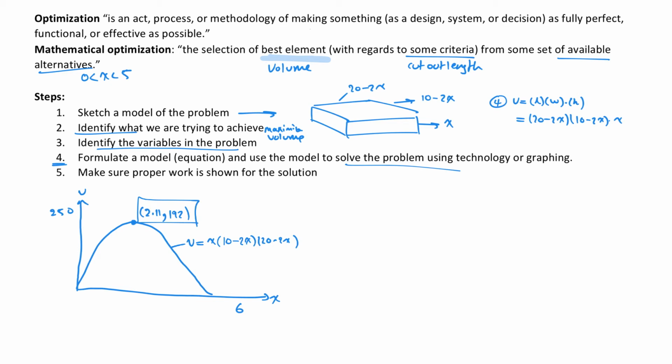And we need to write what the final answer is. So in our last question, max volume is 192 centimeters cubed, and I should say it is approximately, so I'm just going to erase this and say it is approximately 192 centimeters cubed when cutout length is 2.11 centimeters.